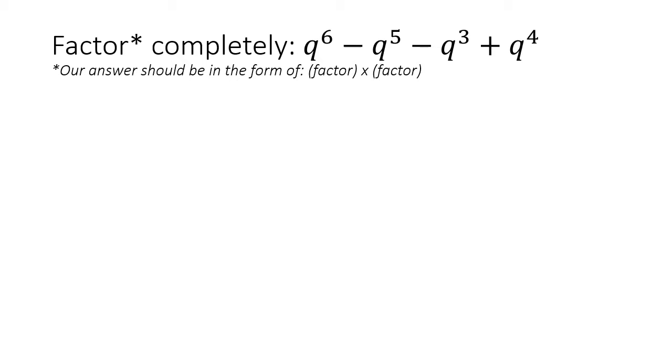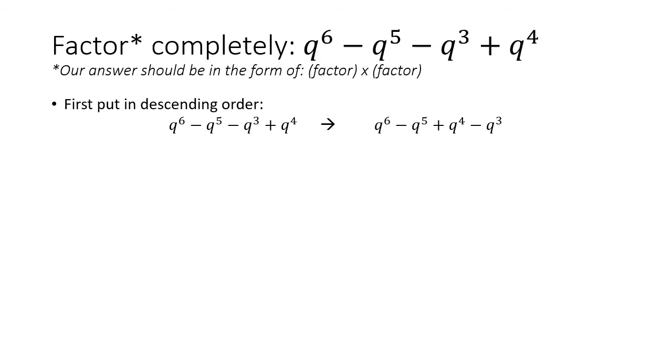So whenever you're asked to factor, the very first thing I like to do is make sure it's in descending order. So this happens not to be. Descending order means highest degree to lowest degree, right? Here we have q to the 6th minus q to the 5th minus q cubed plus q to the 4th. That's not highest degree to lowest degree. It goes 6, 5, 3, 4. So I always put in descending order, so it goes 6, 5, 4, 3. So that's the first thing I'm going to do.